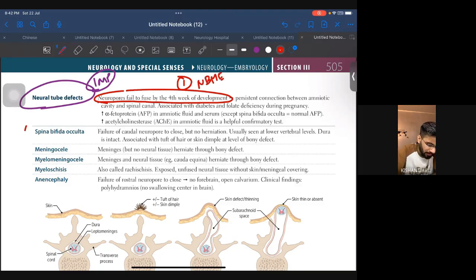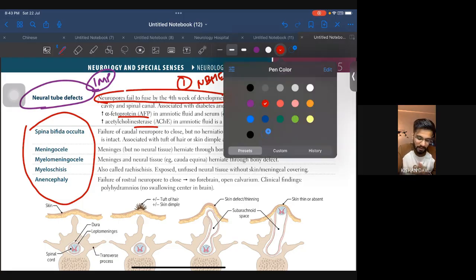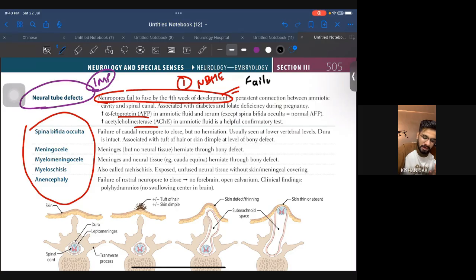They gave you the description of one of the diseases, and they gave the lab values. So in your mind, you were sure they are talking about some neural tube defect. But after this, what they gave is the pathophysiology behind this. The pathophysiology is this: neuropores fail to fuse by the fourth week of development. Fail to fuse. So instead of this, they will use failure of fusion of neuropores. It can come twisted like this also. So you should not be confused, because these small things are what is going to confuse you.